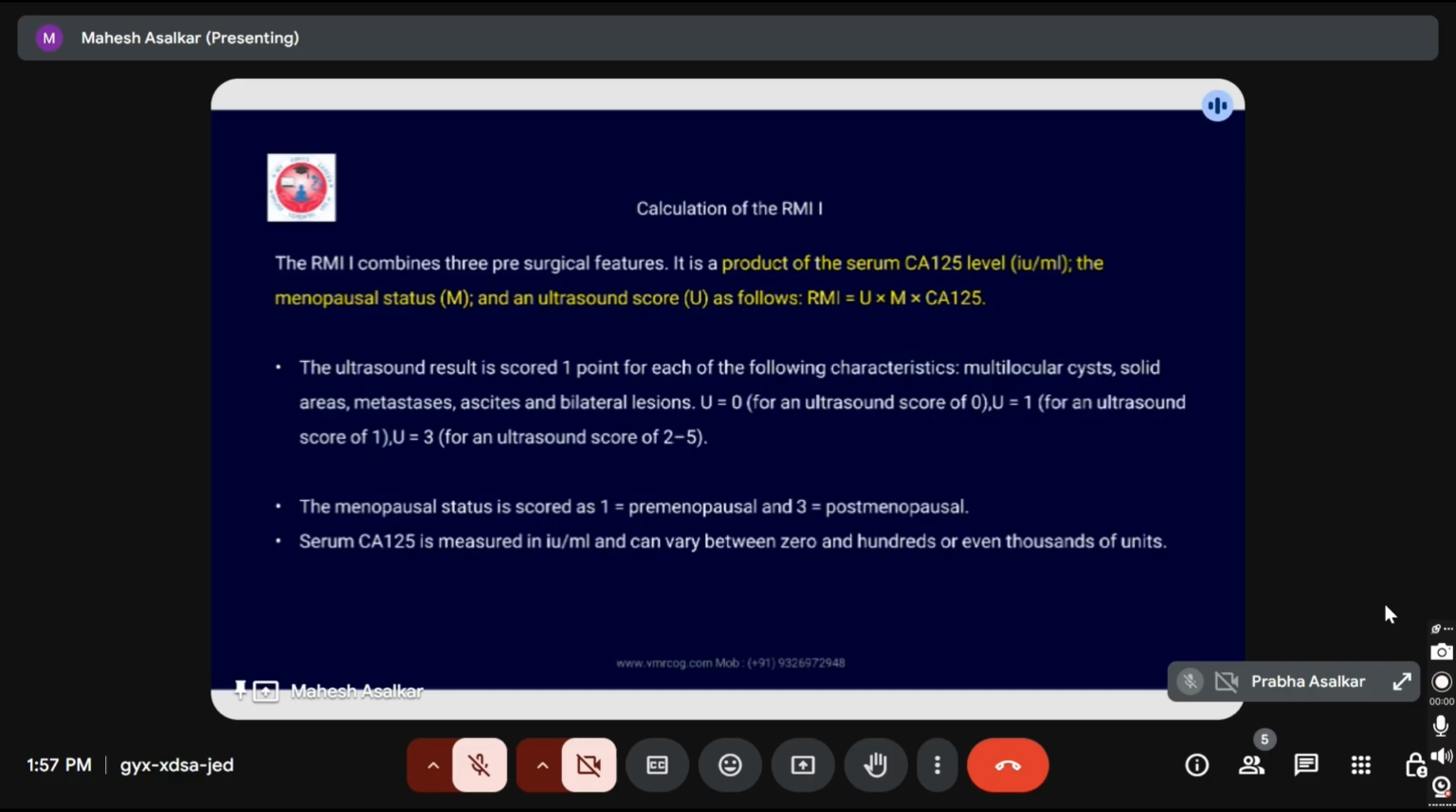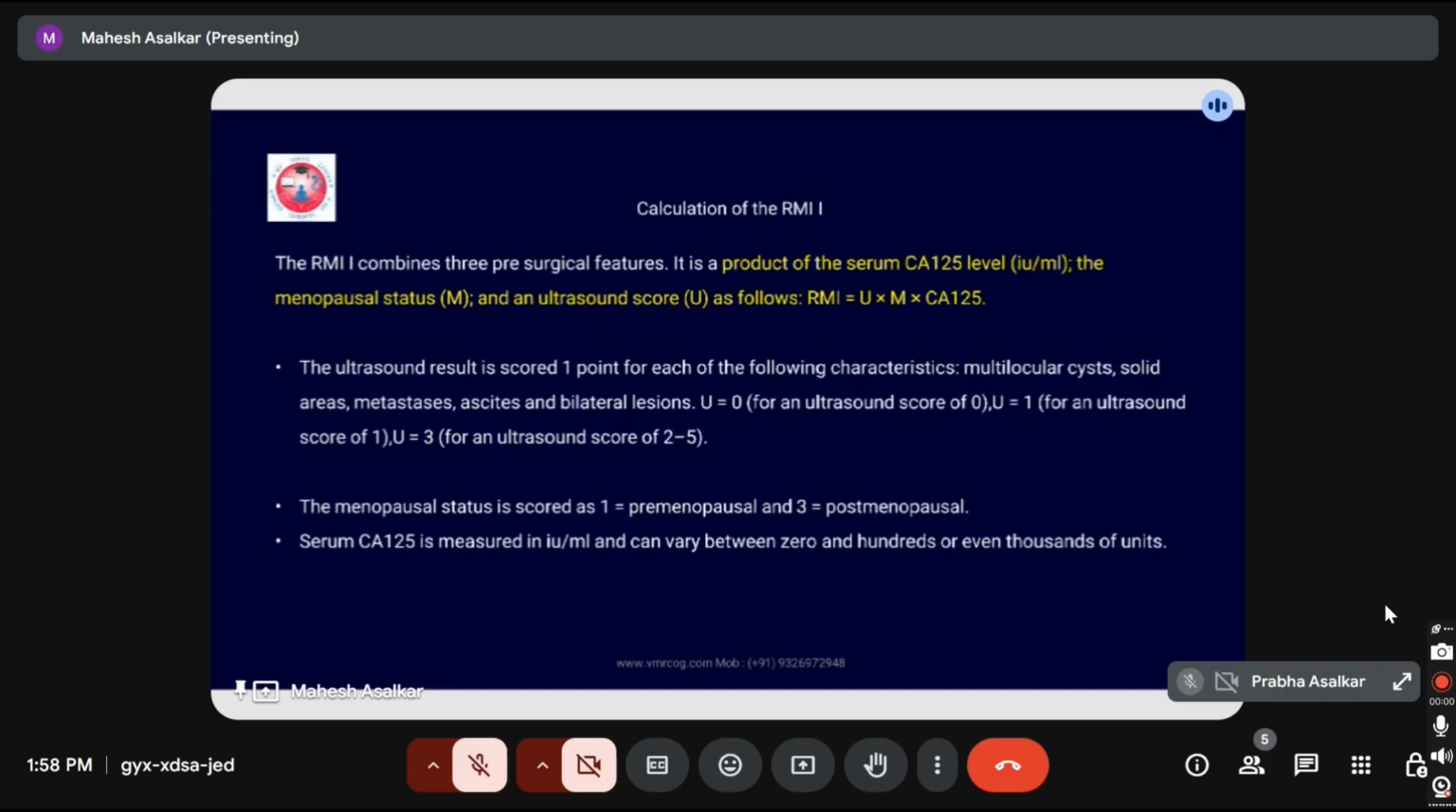Now the same thing about the menopause. If the lady is a postmenopausal lady, the menopausal score is 3. And if she is premenopausal, the score will be 1. So look at the age of the patient, what they have mentioned, whether she is premenopausal or postmenopausal, or whether that age fits into the postmenopausal range. Then accordingly you have to calculate the menopausal score, and you have to do the simple multiplication.